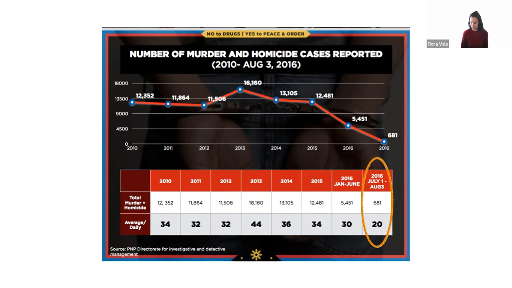But if you take a closer look, each data point represents the count of crimes reported in one full year, except for the last two data points. The second to last one counts only crimes from January to June, so that's about 6 months of data. And the last data point counts only from July 1st to August 3rd, so that's just 1 month of data. Of course, that line is going to slope down.